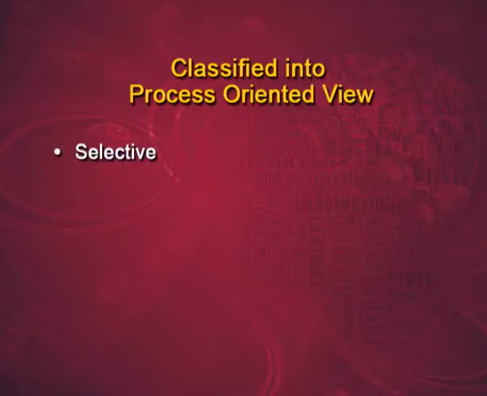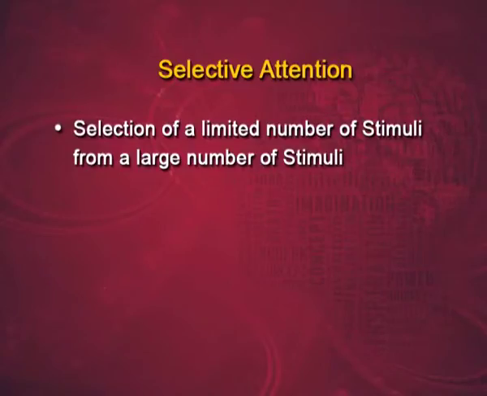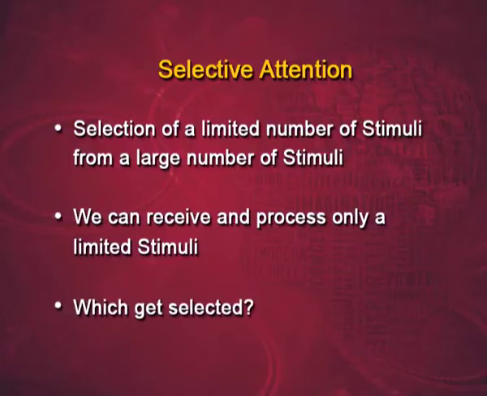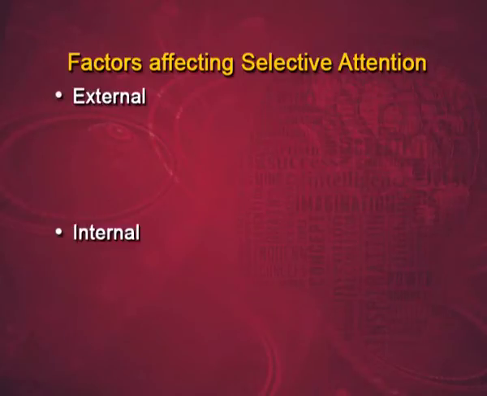It is divided into selective attention, which is selection of particular stimuli, and sustained attention, which is concentrated effort on a stimulus. Selective attention. It is the selection of a limited number of stimuli from a larger number of stimuli. We can receive and process only limited stimuli in terms of our limited capacities of sense organs. But which are these stimuli? What is the particular quality of a stimulus that makes us attend to it and not to the others which are present? The factors that affect this selective attention are external and internal.